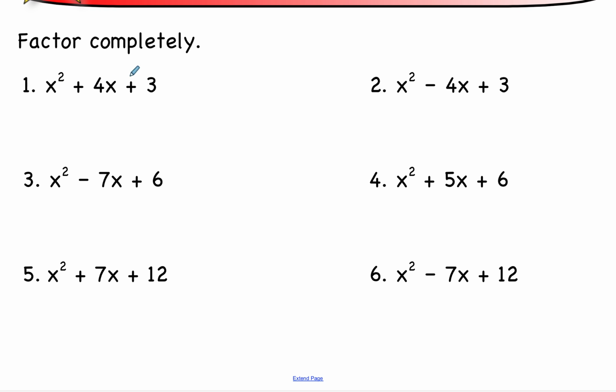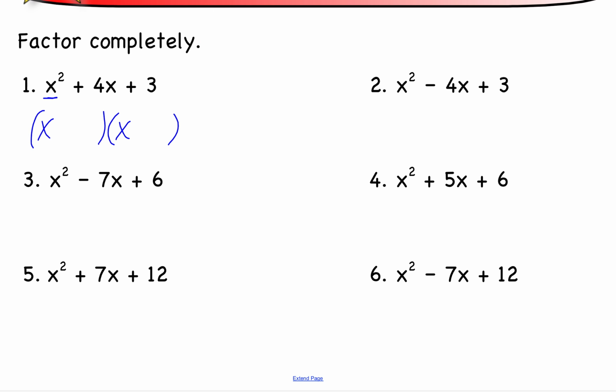So our first one is x squared plus 4x plus 3. Remember, all of these we're going to be writing as two binomial factors, so you can start by writing your parentheses. And your first terms in your factors come from your first term of your trinomial. So the only way to get an x squared is by multiplying x times x. That's where our x squared comes from.